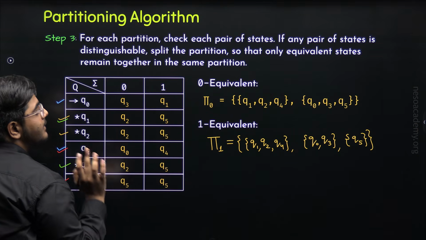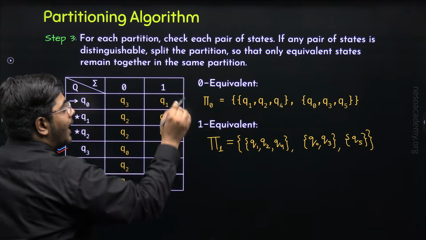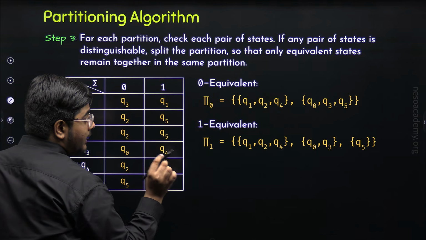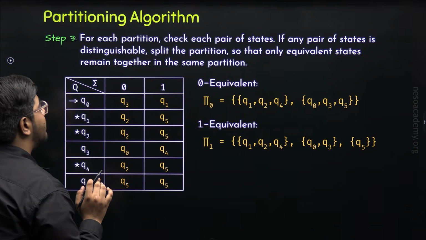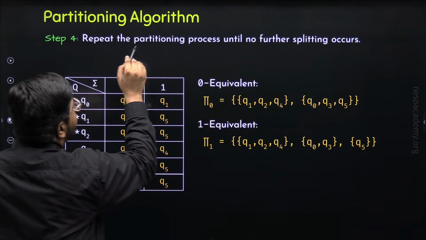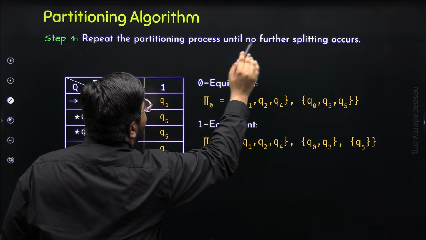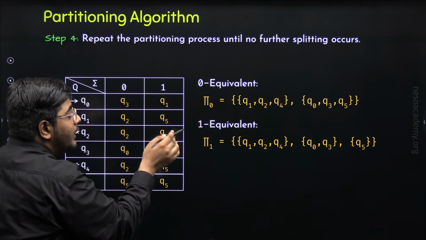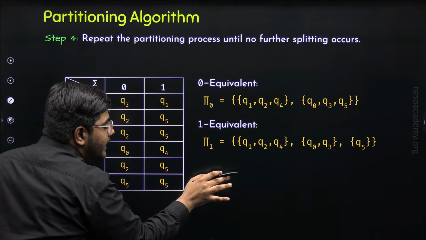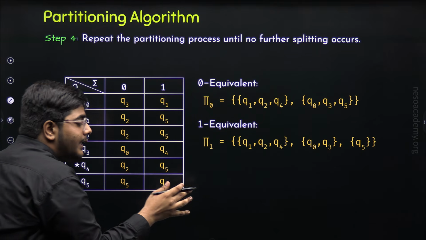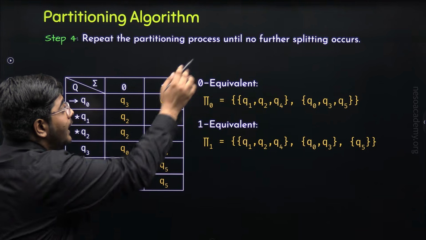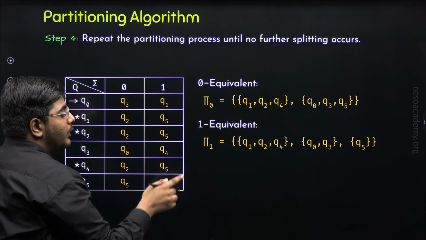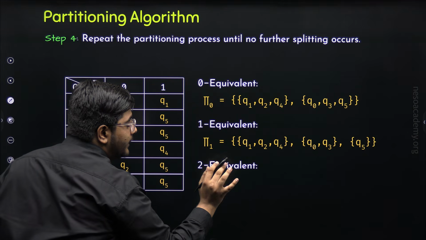And after completing step number 3, we have got our 0 equivalent and 1 equivalent. Now, let's proceed to step number 4. Repeat the partitioning process until no further splitting occurs. That means now we need to calculate 2 equivalent, 3 equivalent, 4 equivalent, and so on until no further splitting occurs. So now let's start calculating our 2 equivalent.